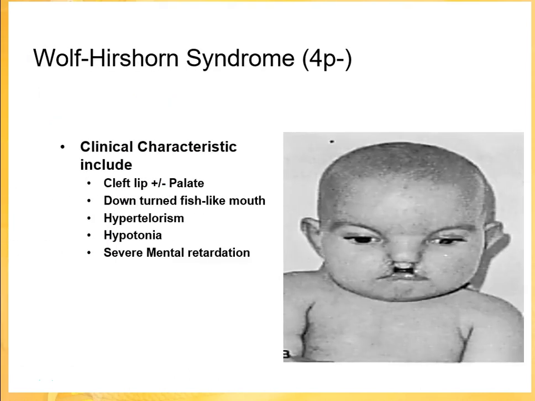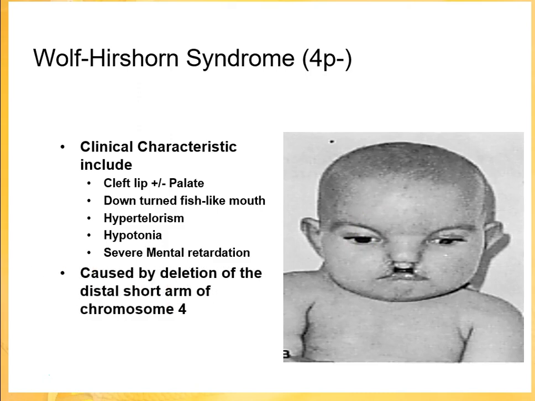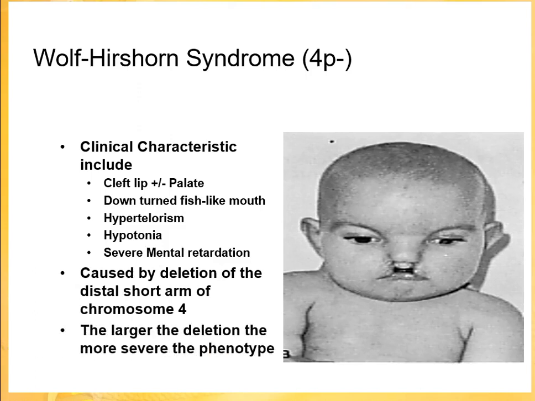4P- or Wolf-Hirschhorn syndrome. They often describe this as a Greek helmet face. Cleft lip and palate with kind of this downturned fish-like mouth. Hypertelorism with this very broad nasal bridge. They have microcephaly and very severe cognitive delays. And again, the larger the piece, the more severe the delays. It's caused by deletion on the short arm of chromosome 4.